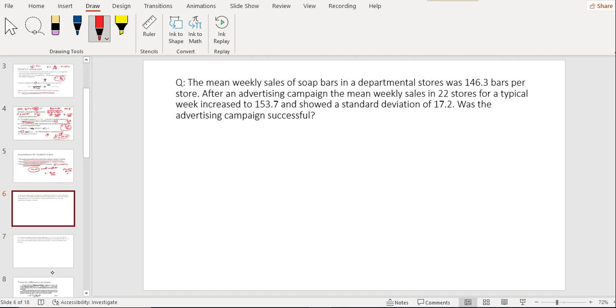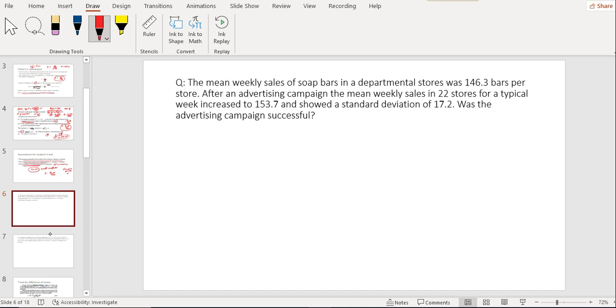Okay, now let us come to the problems based on the small sample tests. The very first problem, let's start with it. The question is, the mean weekly sales of soap bars in a departmental store was 146.3 baht per store. After an advertising campaign, the mean weekly sales for 22 stores for a typical week increased to 153.7 and showed a standard deviation of 17.2. Was the advertising campaign successful?